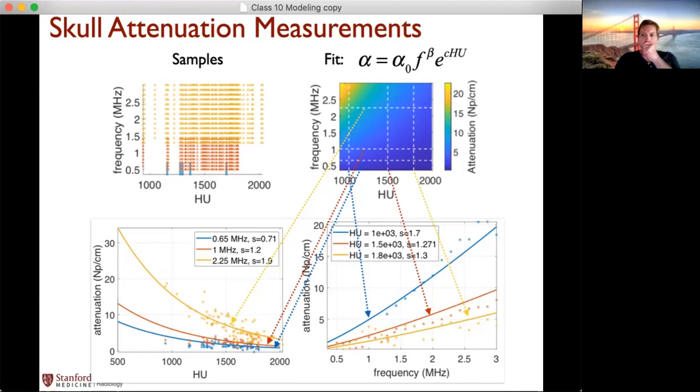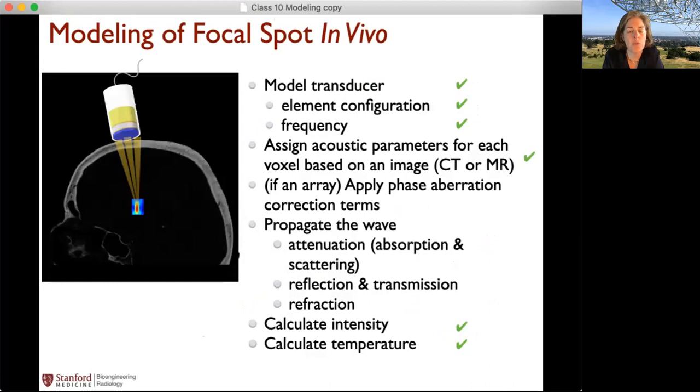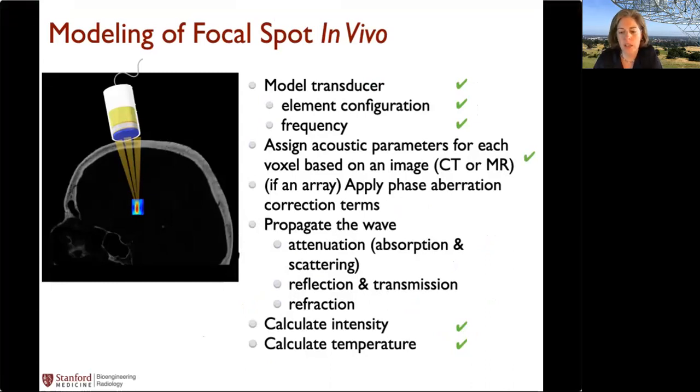Okay, so that's the data that we have for skull attenuation. I should mention that other people have looked at both speed of sound and skull attenuation, and attenuation for bone. Our work is the work that I think has been the most complete in terms of first making measurements, but also making measurements as a function of the imaging parameters.